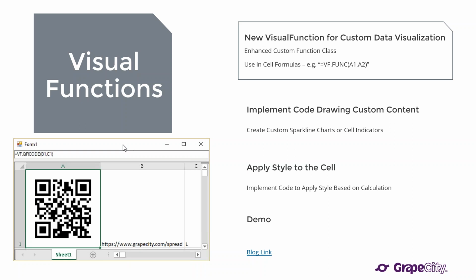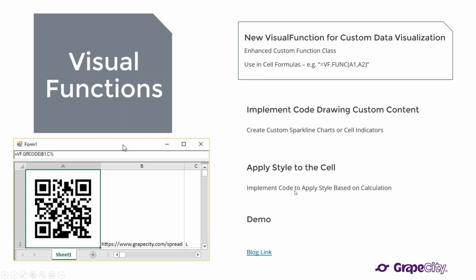A visual function is referenced in a cell formula using the prefix VF, as shown in the example here, before the visual function name, and can accept custom arguments. You can implement code in the class to draw custom content in the cell, or to apply style settings to the cell based on the arguments or calculation result.